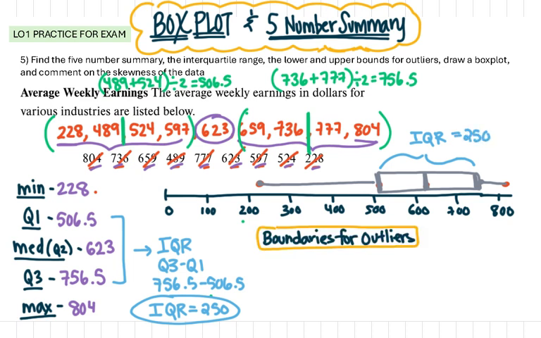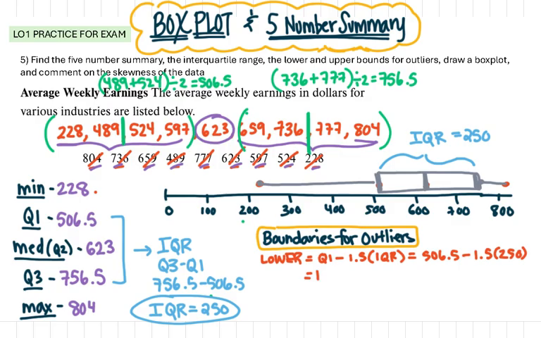And we can use that interquartile range to decide on the boundaries to determine if there's any outliers, meaning any pieces of data in our data set that are extreme, much farther away from the rest of the data. So the way you calculate the boundaries for the outliers, there's a lower boundary, and that is at you take Q1 and subtract 1.5 times your interquartile range. So in this case, that's 506.5 minus 1.5 times 250.